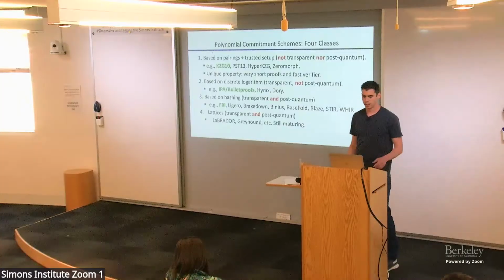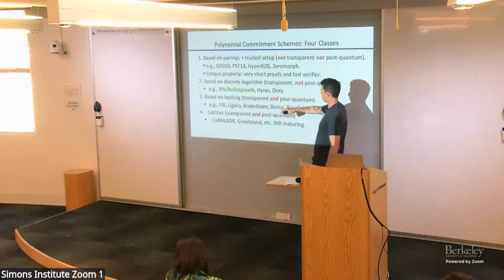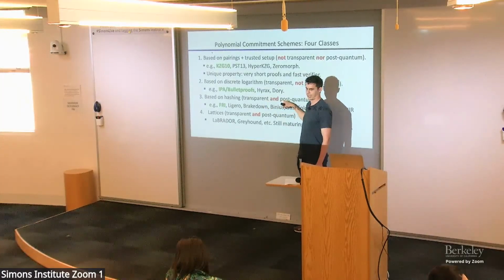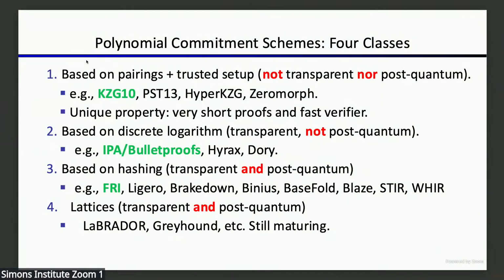And then there's hashing-based schemes. So these are transparent and plausibly post-quantum, right? Anything that uses groups is not plausibly post-quantum. The most popular one in this category is FRI. Again, until recently, that had the best verifier cost in this category. Now this has come down a little bit with STIR and also WHIR.